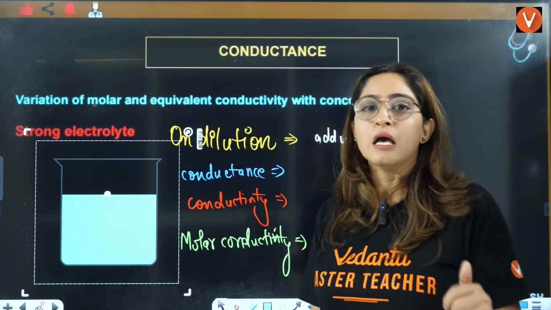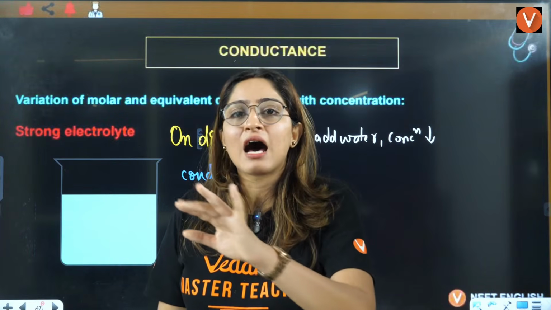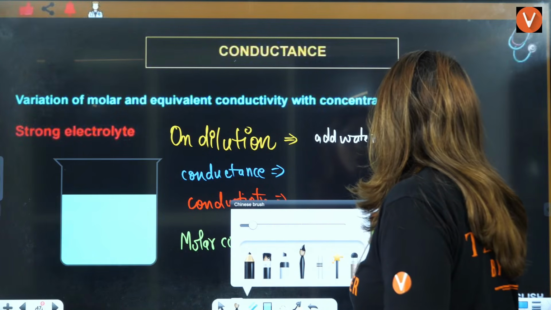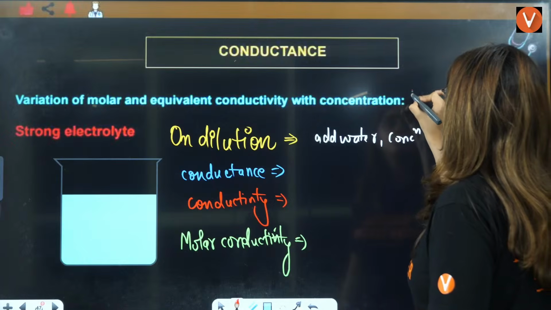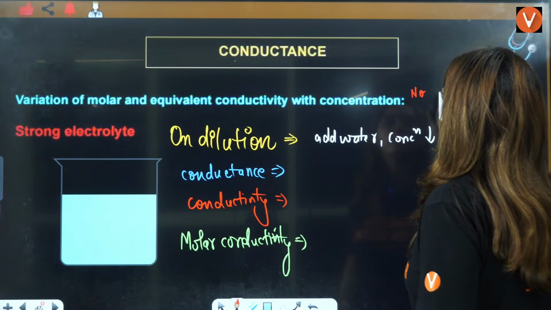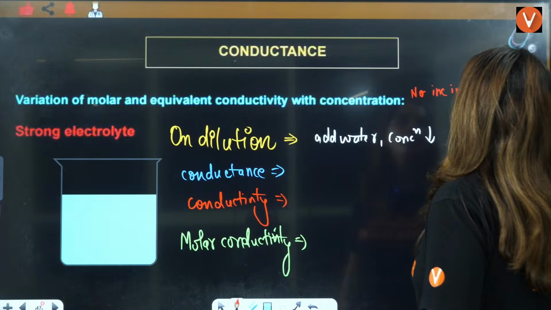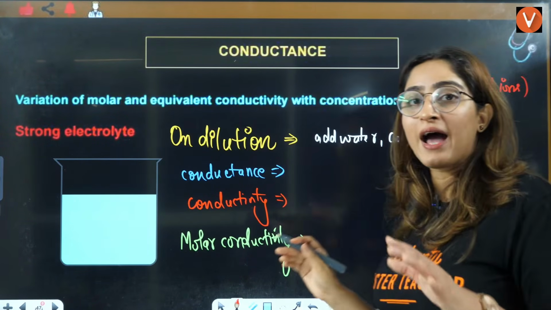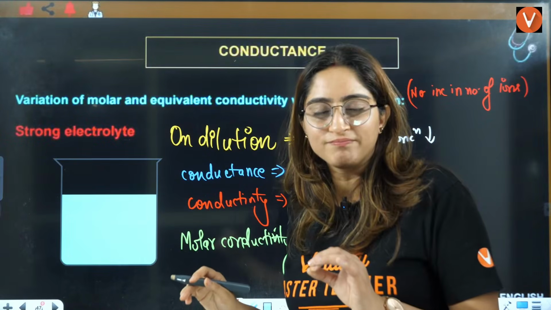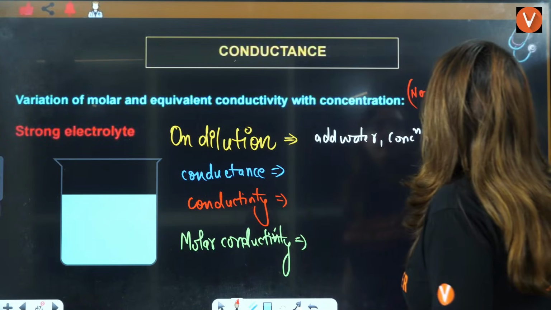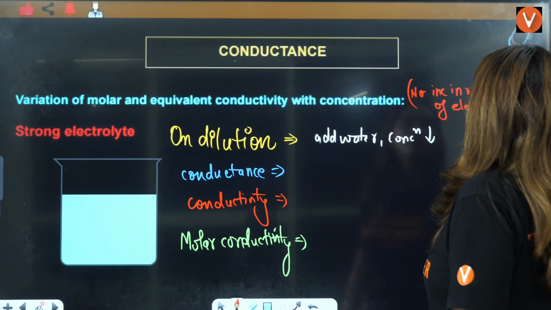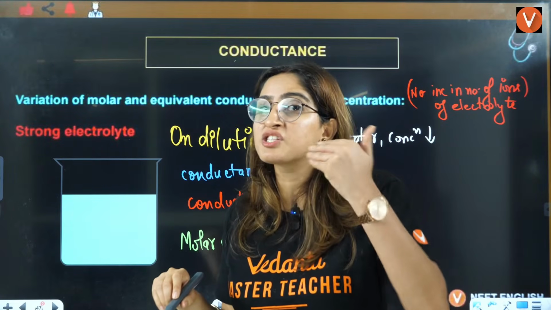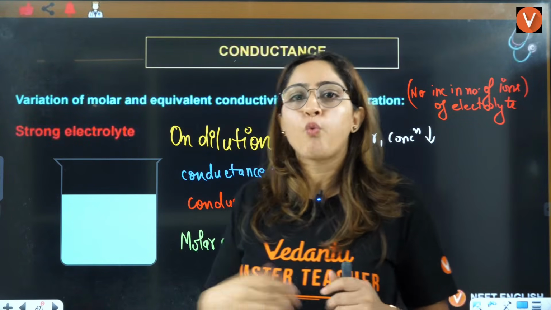Now what is happening? The number of ions is constant. There is no increment in the number of ions. In a strong electrolyte, there will never be any increase in the number of ions of the electrolyte that you are adding, because it's already 100% dissociated. The dissociation will not increase. But now what will happen?